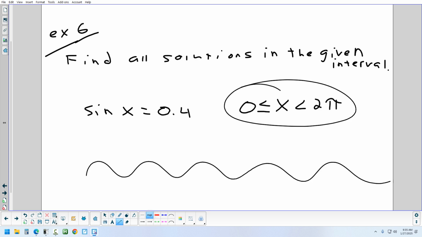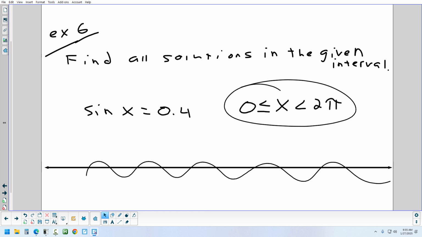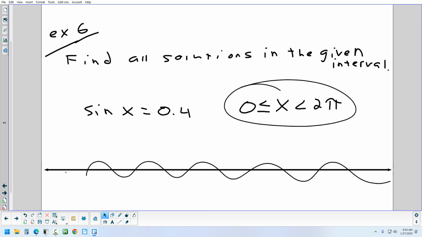What about 0.4? If I put that in y2, what's that going to look like? Yeah, a horizontal line. And it's definitely below 1. That's the highest the wave goes, so it might be somewhere around there. If I wanted to write down every solution to this problem, how many times will the line and the wave cross? Yep, infinitely many.